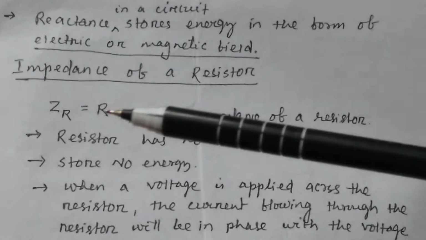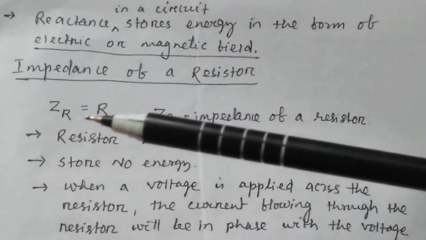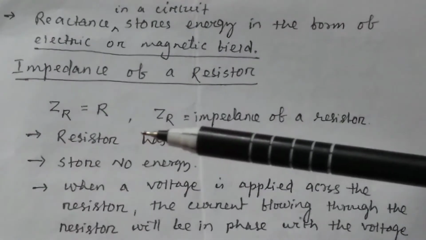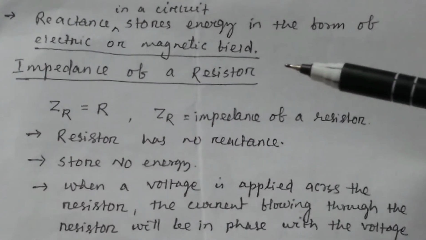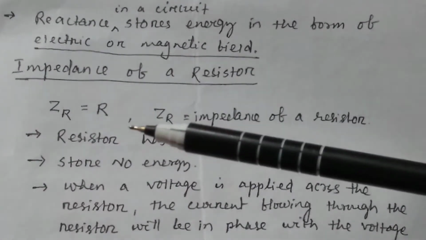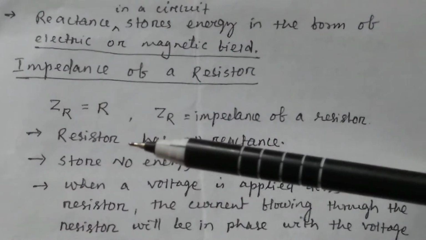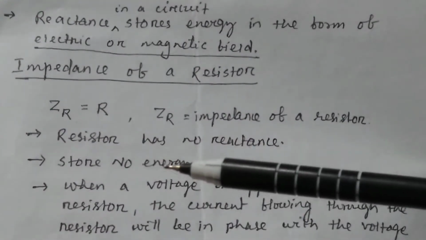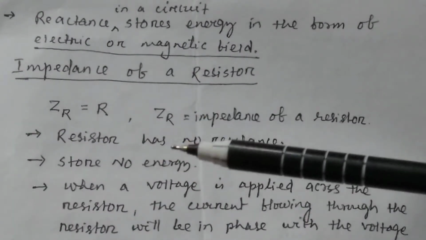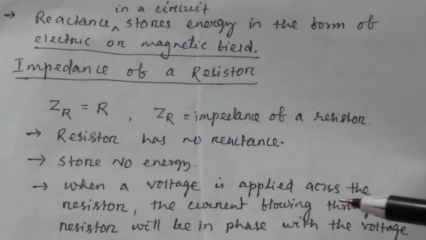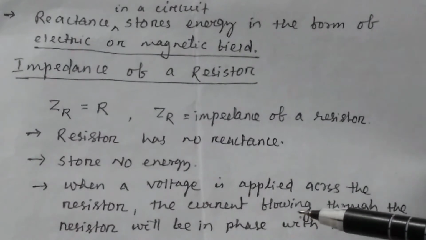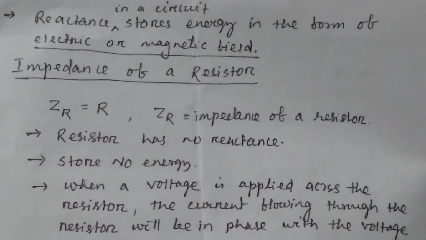What is the impedance of a resistor? The impedance of a resistor, generally denoted by ZR, is equal to R. That means ZR, the impedance of the resistor, is equal to the resistance, because in resistors no energy is stored. The resistor stores no energy. When voltage is applied across the resistor, the current flowing through the resistor will be in phase with the voltage.